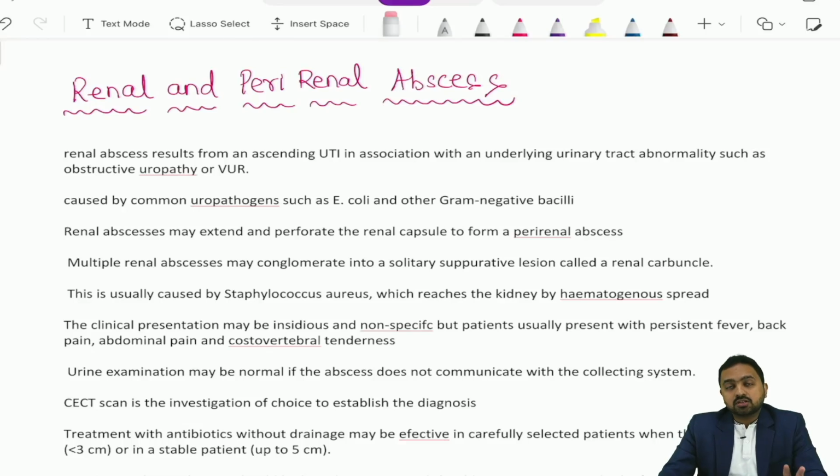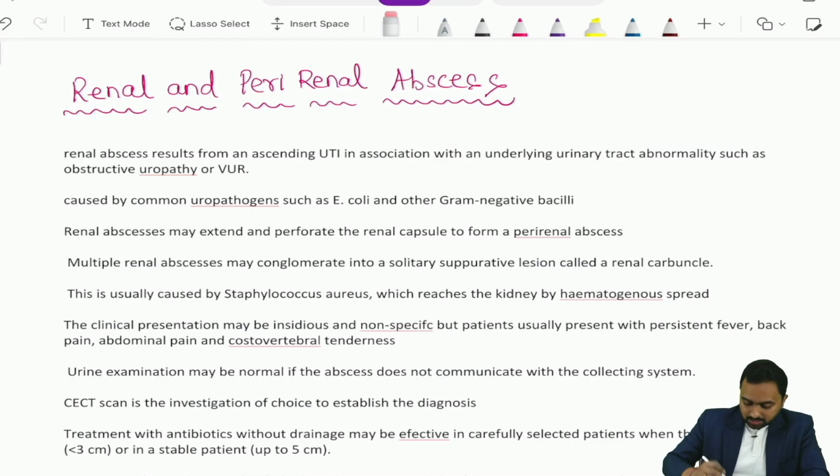Renal infections. This is a very important topic, and here we shall be limiting our discussion to renal and perinephric abscess, xanthogranulomatous pyelonephritis, emphysematous pyelonephritis, renal tuberculosis, and vesico-ureteral reflux. So let's begin our discussion with renal and perirenal abscess.